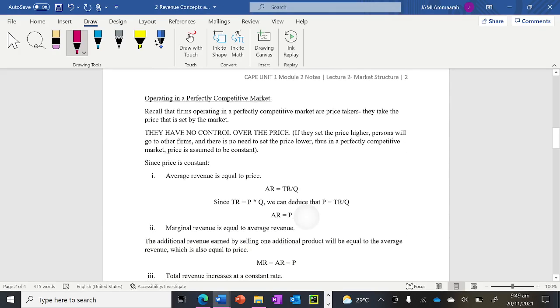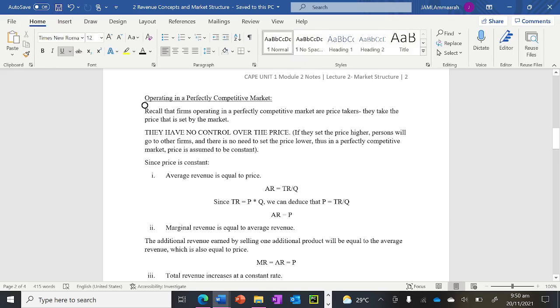Operating in a perfectly competitive market. Recall from last session that firms in a perfectly competitive market are price takers. So they take the price set by the market. I remember last time you were asking me, why would they not decrease their price? Because if they decrease their price, more people are going to come to them. But remember, we're always assuming that each firm in the perfectly competitive market has the same amount of buyers and the same amount of sellers.